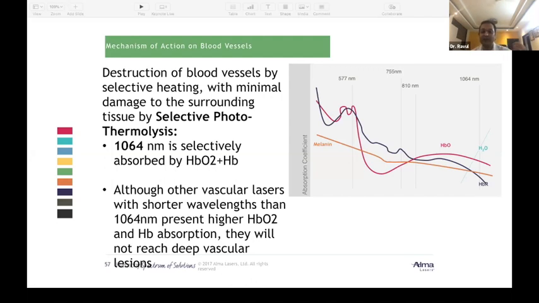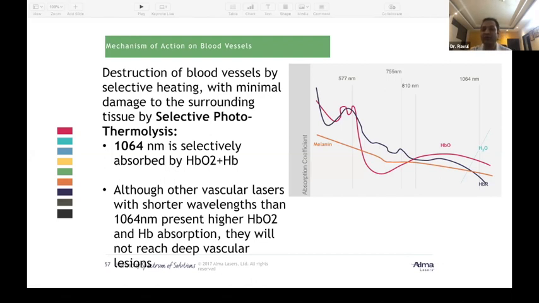So that's why if you are using the coolant system along with it, if you put in the coolant system for a very long time, the vessels go into spasm, the blood disappears from the blood vessels, and you will not get good results. So here it's opposite. You want the blood to be there in telangiectasias, because that's how the 1064 is going to target. It does not target anything else.